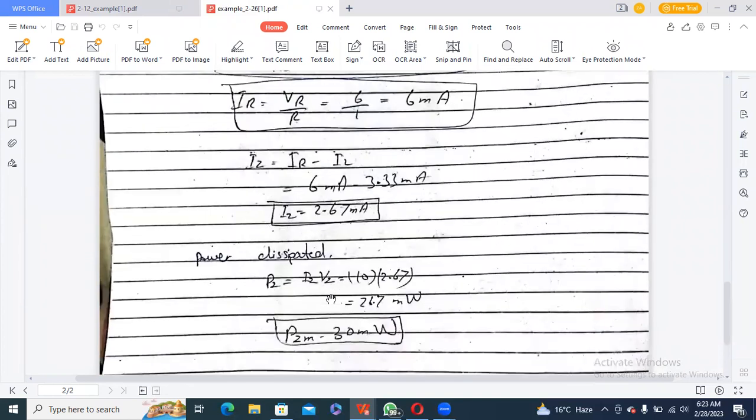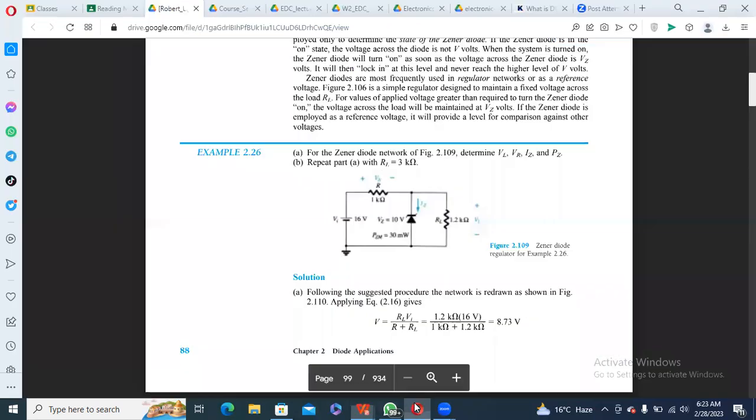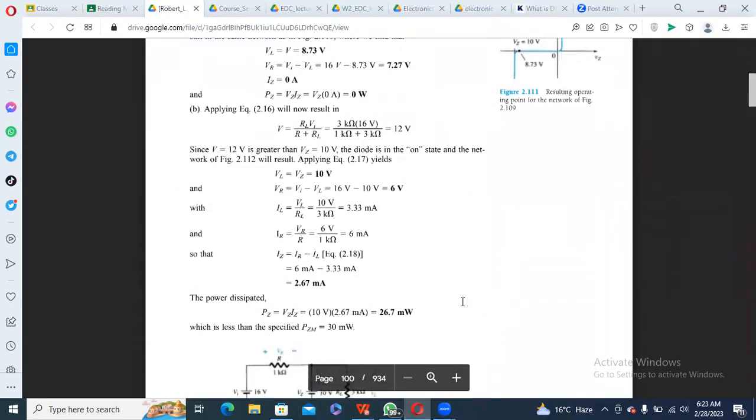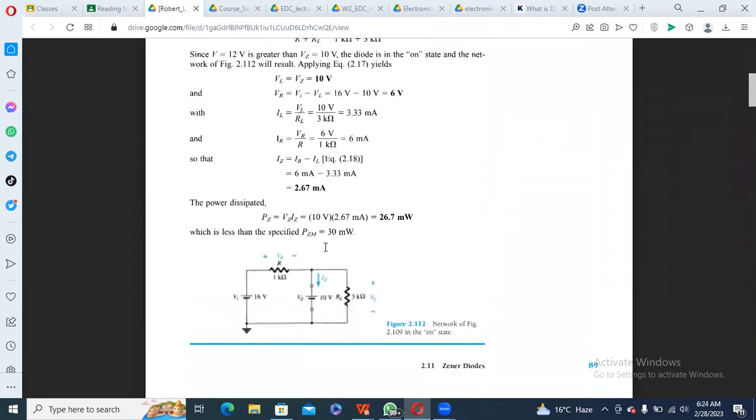The power dissipated we've got is 26.7 milliwatt, which is less than the specified PZM, which is 30 milliwatt. So we have this.